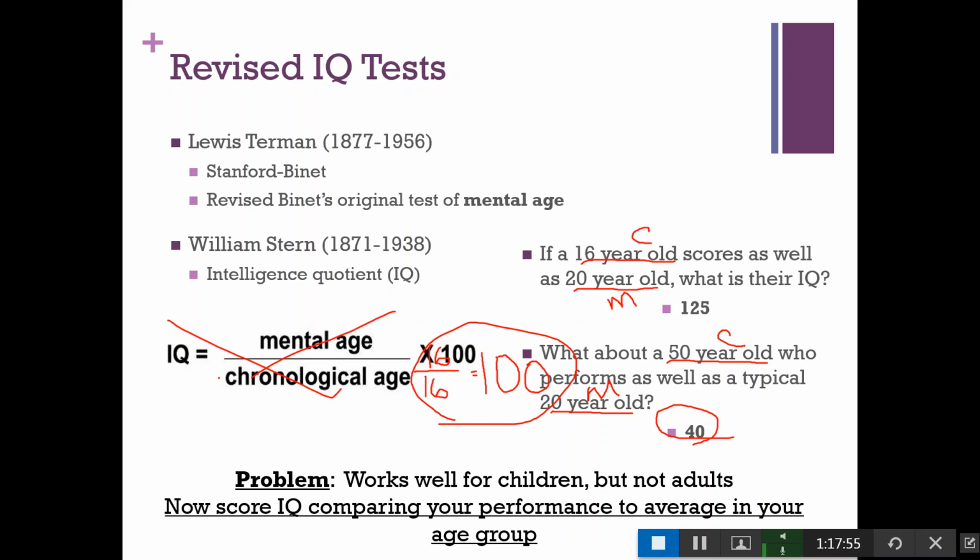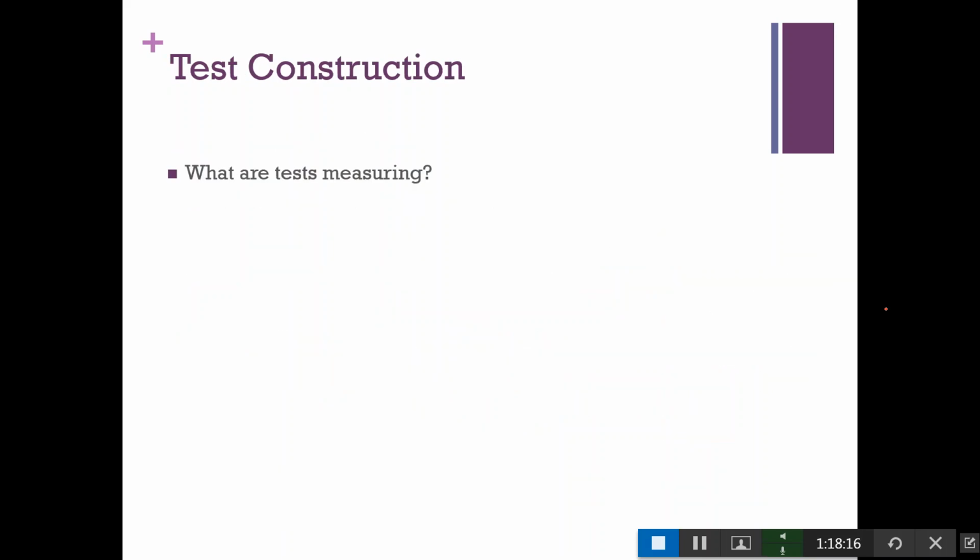Chronological, that's your actual age. Mental, that's the level we think you're thinking at compared to where we think you should be chronologically, right? So if your reading level is at a 6th grade level, but you're actually in 9th grade, that 6th grade level is your mental age, versus your chronological age. Okay. So now we have revised tests, and we'll get into that.